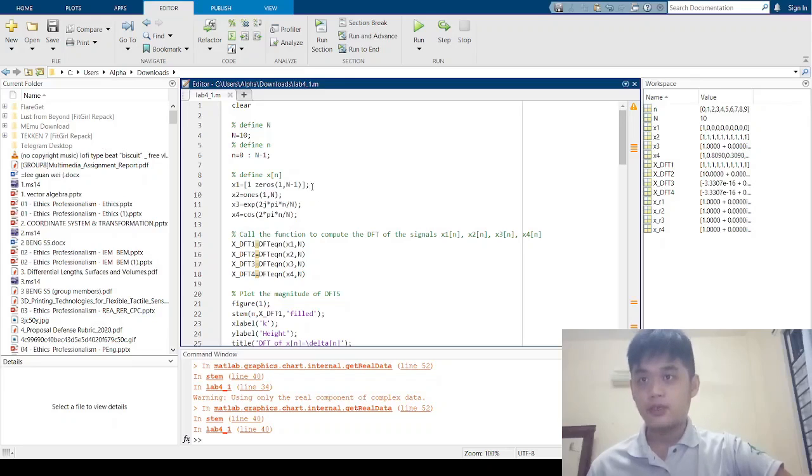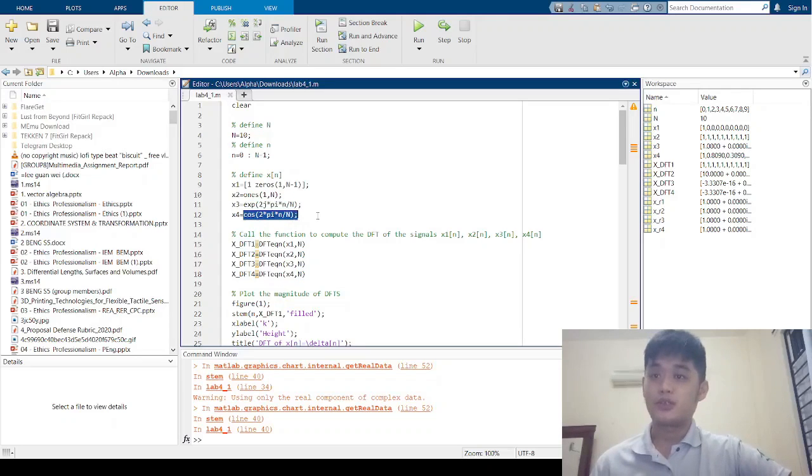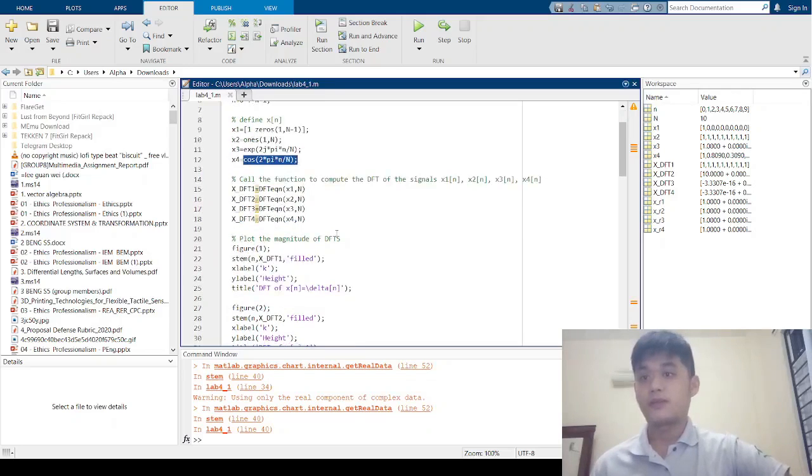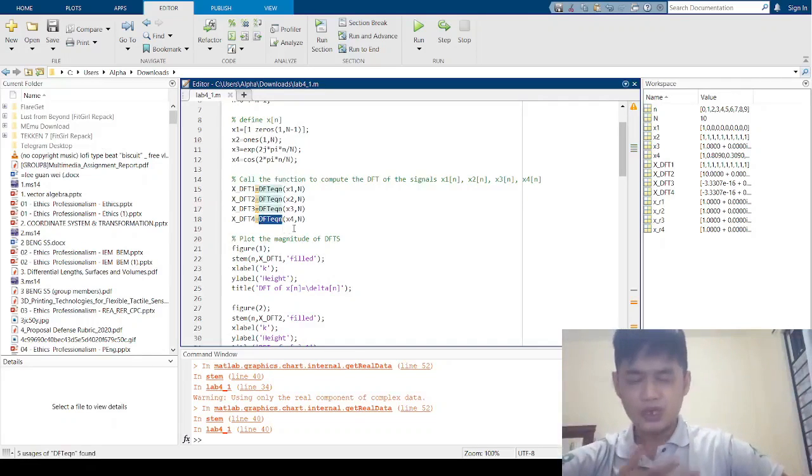Then, since we have to do the discrete Fourier transform for all four according to the lab sheet, we're going to use the Dirac delta, the exponential 2 pi j small n divided by the big N, and the last one would be the cos of 2 pi small n over big N. Because we are required to do the discrete Fourier transform, we're going to use the DFT EQN, put each of these into it, and also put the big N in it.